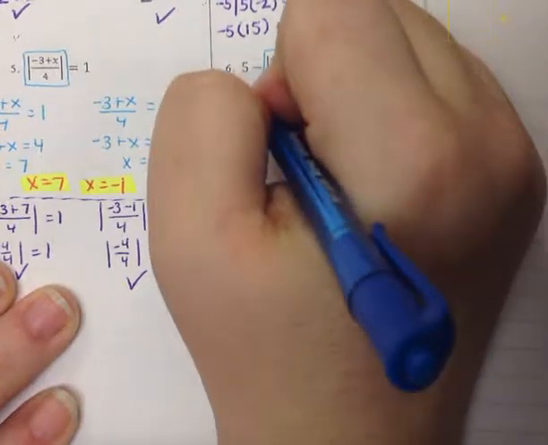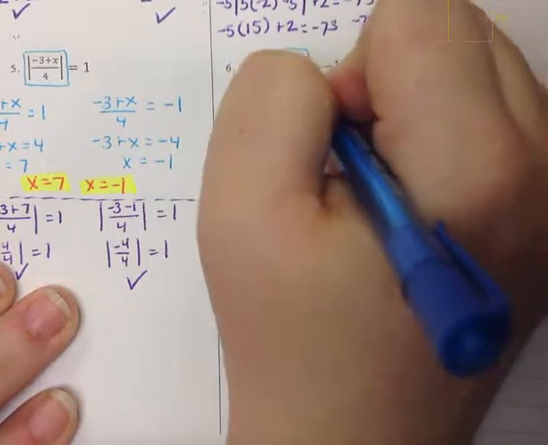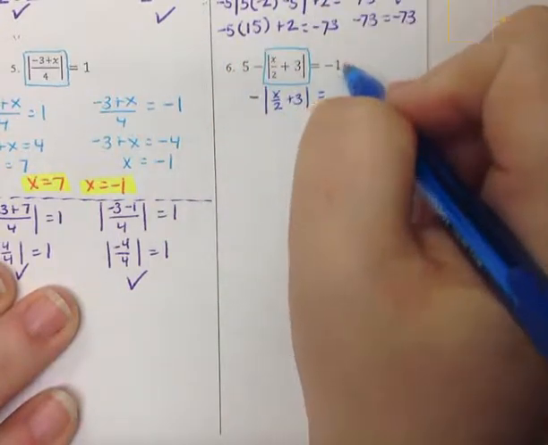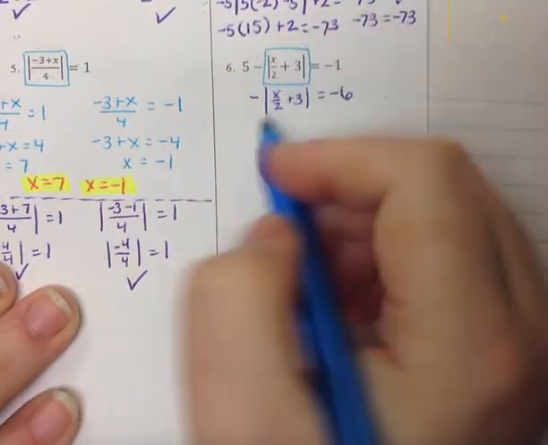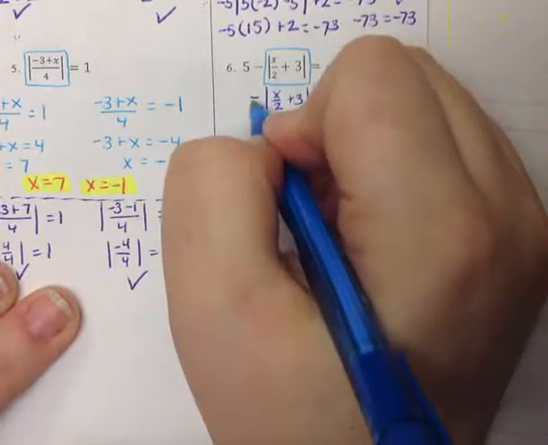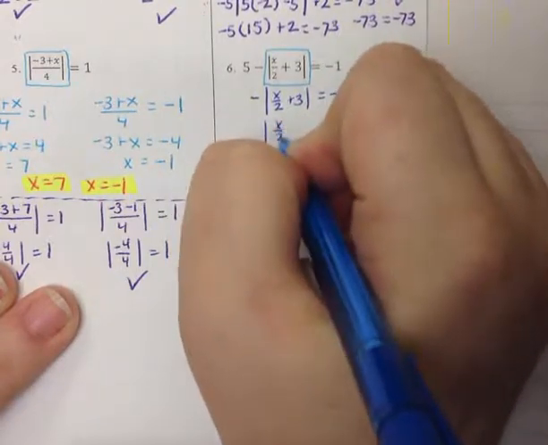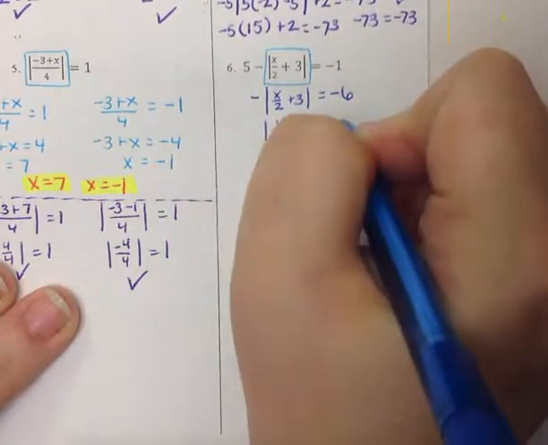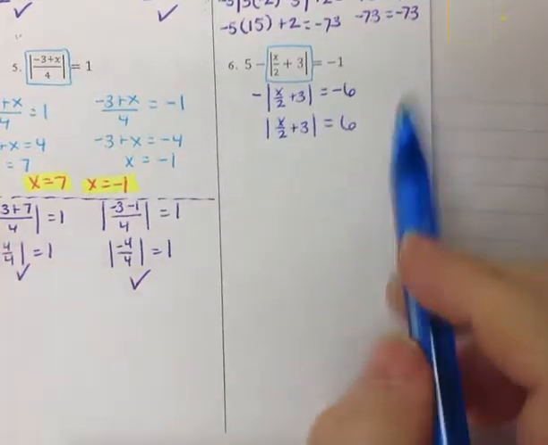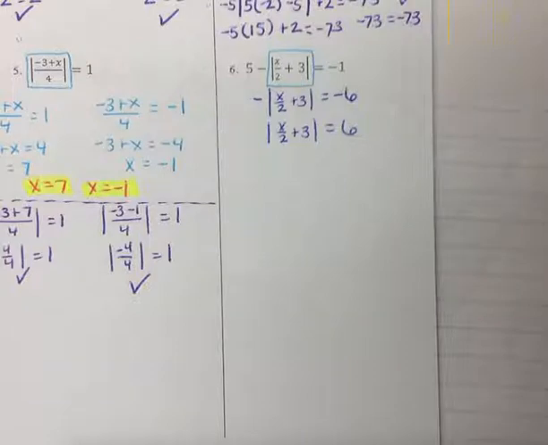So we'll have negative absolute value of x divided by 2 plus 3 is equal to negative 1 minus 5, which is negative 6. And again, we still have to get that negative off before we can continue. We divide by the negative on this side, so we'll have the absolute value of x over 2 plus 3 is equal to a positive 6. Now that it's isolated, it is equal to a positive, so we can continue. If we could not continue, we would say it's no solution.